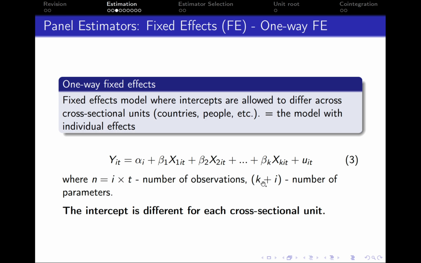And if we would like to calculate the number of parameters, first we sum all the betas, there are k of them, plus I, which stands for the number of intercepts. So once again, in this model, the intercept is different for each cross-sectional unit, and this is how we introduce individual effects into the model. And when the intercepts are different across countries, then we say that this is a fixed effects one-way estimator.